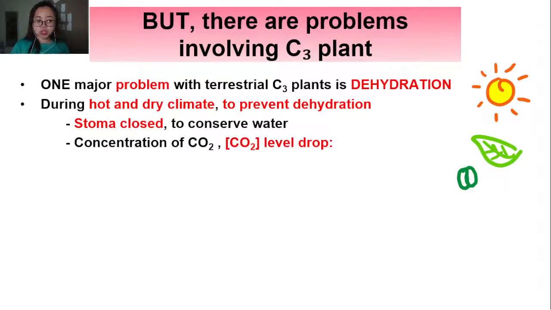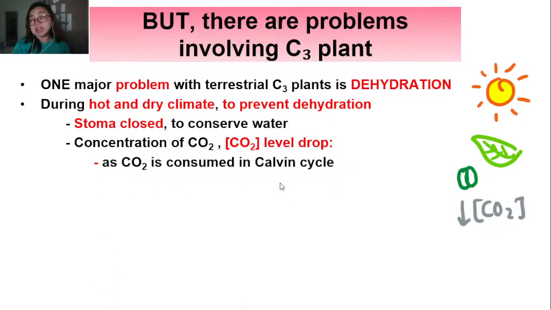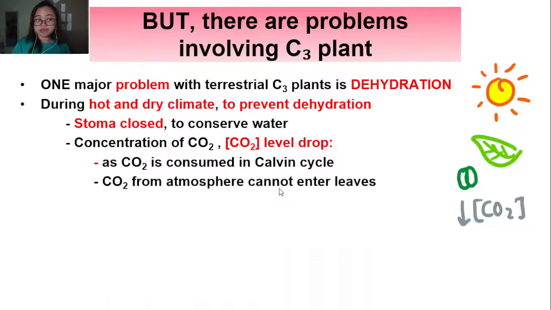So when the stoma is closed, the concentration of carbon dioxide in the leaves will drop. You know, because you use the carbon dioxide for photosynthesis, and there is no new carbon dioxide coming in from outside because you close the stoma on the leaves. So concentration of carbon dioxide gas in the leaf will drop as carbon dioxide is consumed in the Calvin cycle.